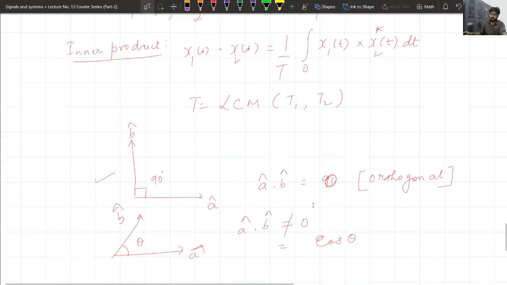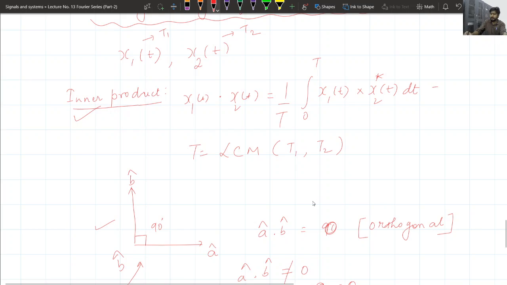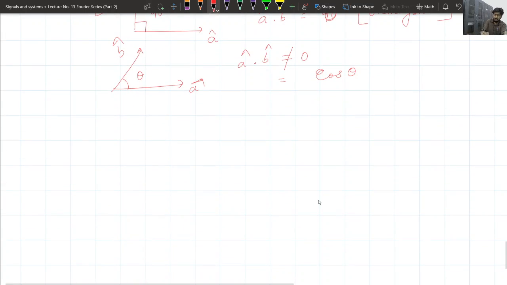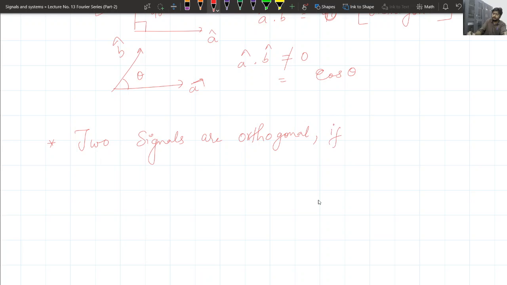In the same way, if two signals have an inner product equal to 0, then these two signals are called orthogonal signals, or they are orthogonal to each other. So we can write: two signals are orthogonal if their inner product is 0.